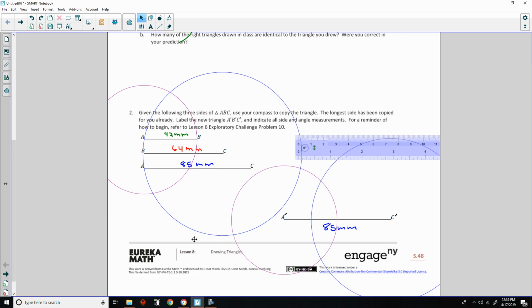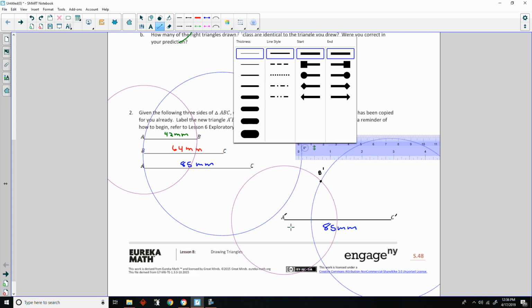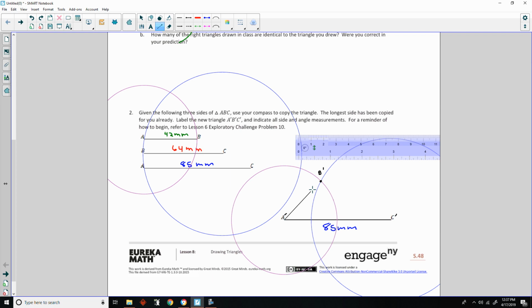So what have we done here? Well, we've found where the 2 points intersect, where the 2 radius would come together, and that would be my B prime. There's B prime. So now all I have to do is draw a segment from A prime to B prime, and from B prime to C prime. And there is my triangle where A prime B prime is 42 millimeters, and now I'm going to check it.